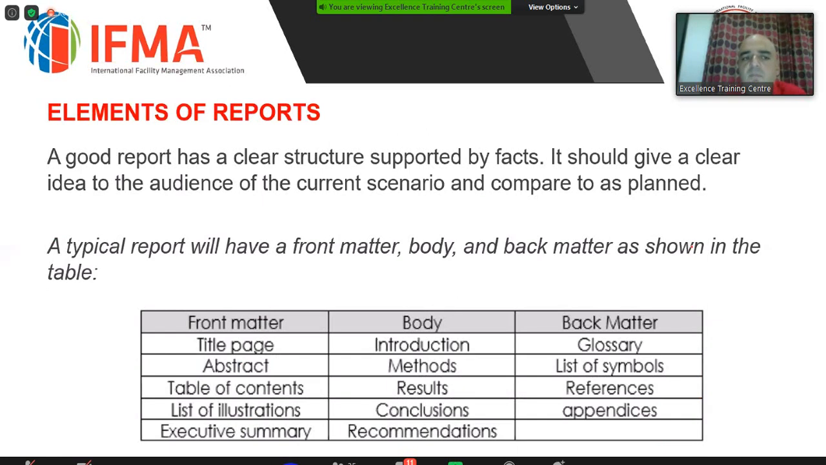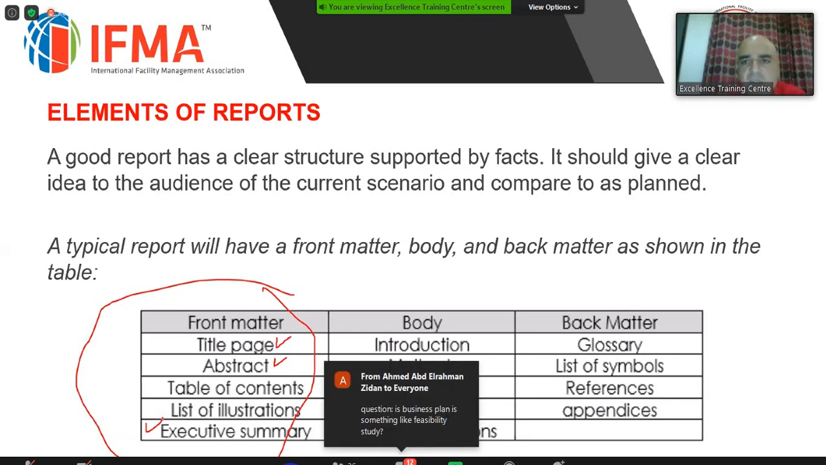A report, again, has a clear structure supported by facts. It should give a clear idea on the current scenario and compare it to the plan. A typical report will have a front, body, and back. The front usually has the title page. This is so-and-so report. Abstract, or what we call an executive summary, for example: this report talks about consumption of electricity in our so-and-so facility in Doha for the period from 2016 to 2017, and so on.